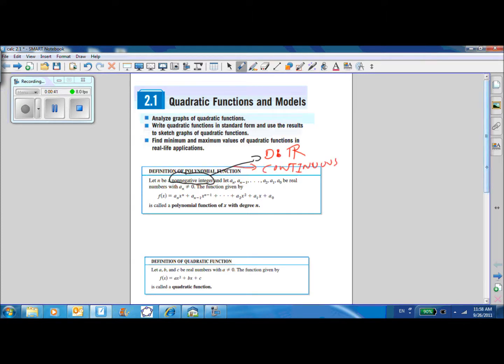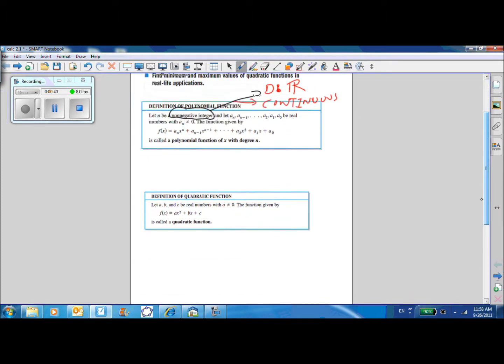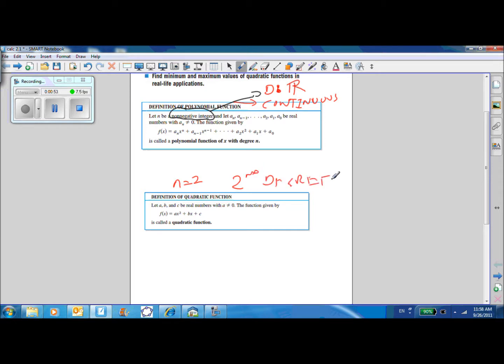Now, we're going to specifically focus on a quadratic function today, where it's like a polynomial, but we just focus on n equaling 2. So the degree is 2. So this is also called a second degree polynomial. Second degree polynomial function. Okay? It's also called a quadratic function.